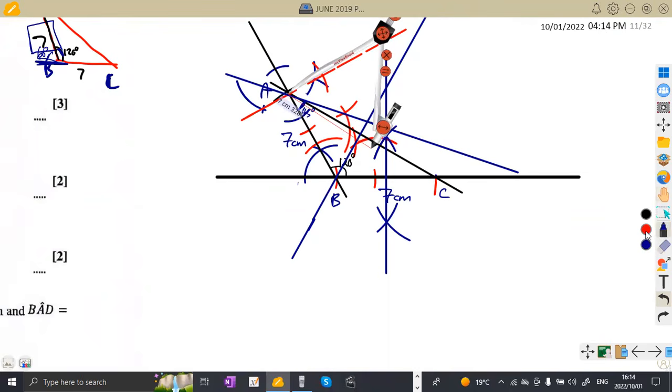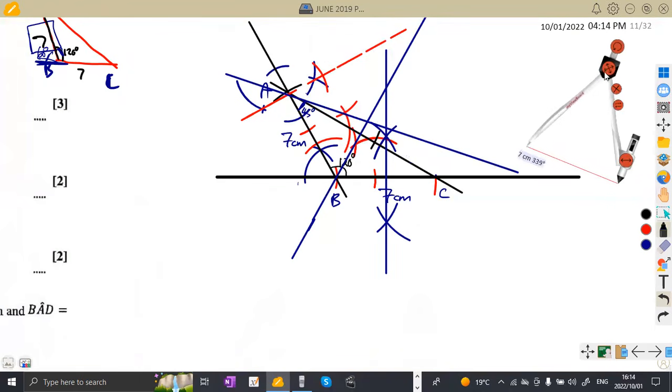So I'm just going to mark, maybe I can just use a black one. Where this meets with this line from BA, that is where our D is supposed to be. Remember our D, this didn't complete. It was supposed to be like this. It didn't complete here. It was supposed to be like this.